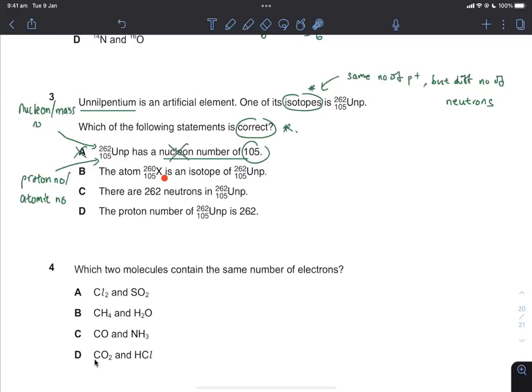Now, the atom there is an isotope of that. Well, we can see that 105 and 105 is the same, so same number of protons, done. 262 and 260, different number of neutrons. That's why you have different mass number or different nucleon number. B must be the correct answer. C must be wrong because of this thing called neutrons. It should be nucleons. D must be wrong because the 262 is incorrect. It should be 105 for the proton number.